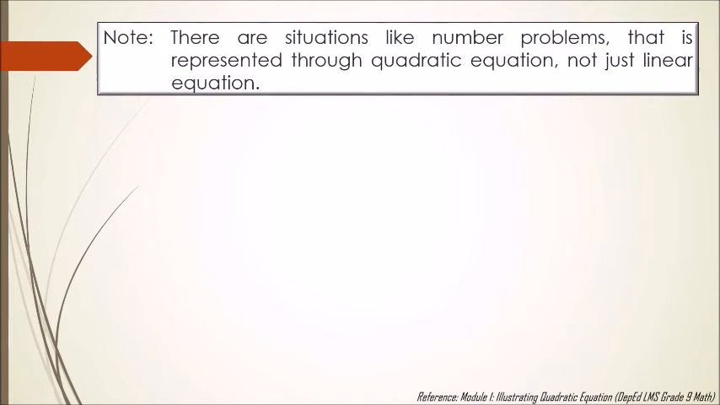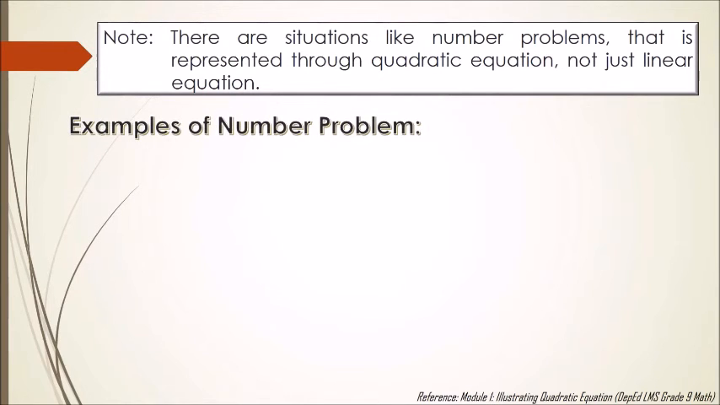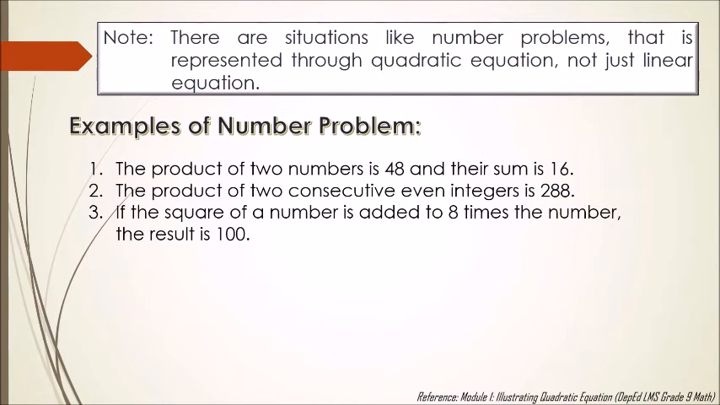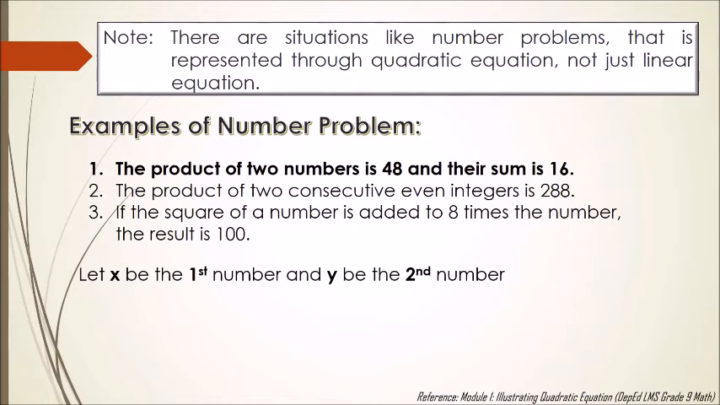There are also situations like number problems that are represented through quadratic equation, not just linear equation. Halimbawa ng number problem. Ito. So let's solve first. The product of two numbers is 48 and their sum is 16. Let x be the first number and y be the second number. Since mayroong dalawang numbers dito na magkaiba, hindi natin alam, so sabihin natin yung una ay x at yung pangalawa naman ay y. So based from the given, ang product daw ng dalawang numbers ay 48. So ibig sabihin, x times y equals 48. And the second statement is, ang sum nila is 16. So ibig sabihin, pag pinag-add natin yung x at saka y, ang dapat sum is 16.